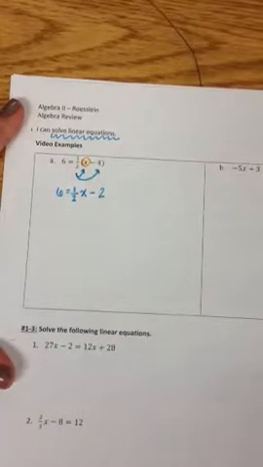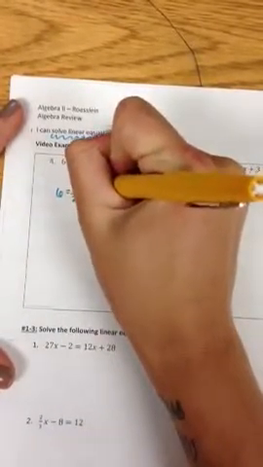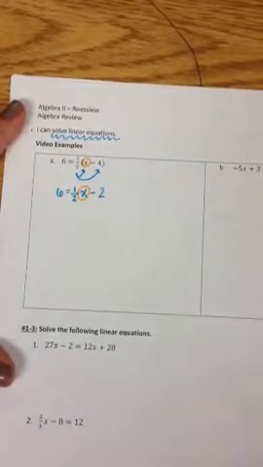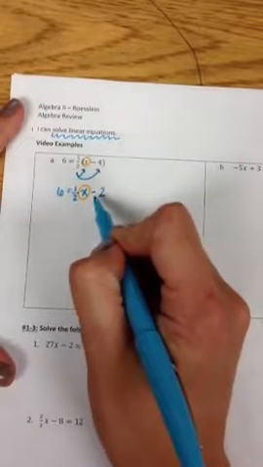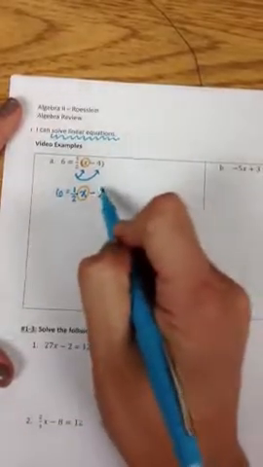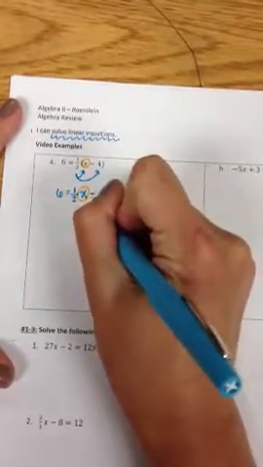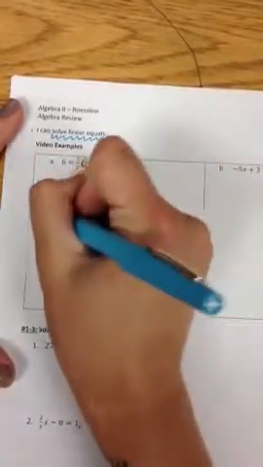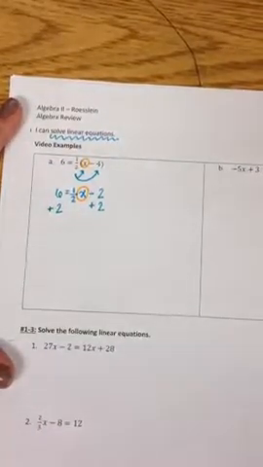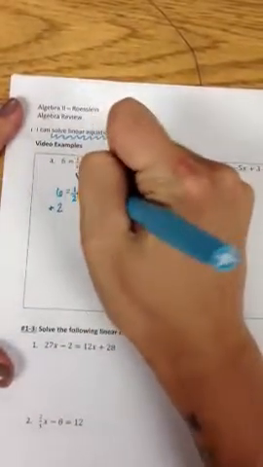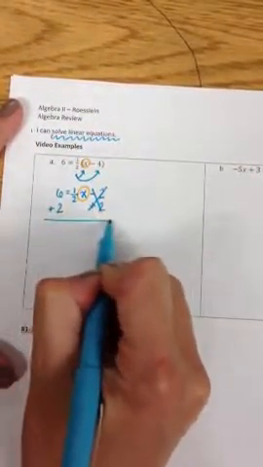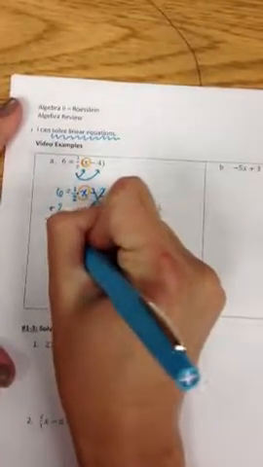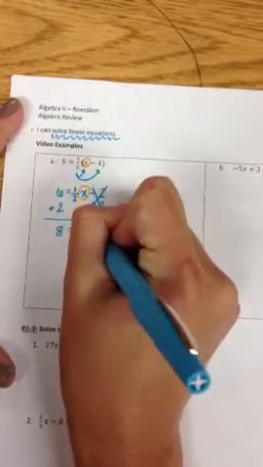Now remember, my goal is to get this x by itself. I want something that says x equals blank. So I need to work in inverse steps. The opposite of subtraction is to add, so I'm going to add 2 over here. If I add 2 to the right side of the equation, I have to add 2 to the left side of the equation. These are going to cancel. 6 plus 2 is 8, and I am left with 8 equals 1/2 x.